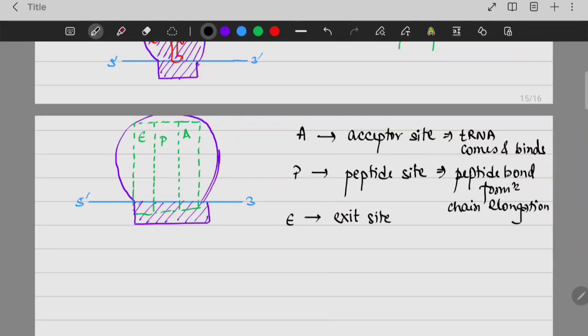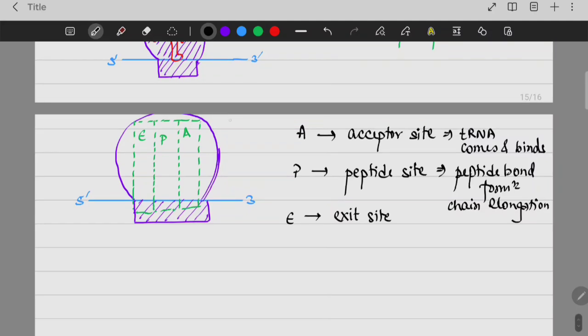So as the shifting of the ribosomes on the mRNA takes place and the chain is elongated, first the tRNA comes to the A site, after that it goes to the P site, it releases the amino acid and the peptide bond is formed, and the remaining tRNA comes to the E site and finally goes out. Okay, so this is the whole process.